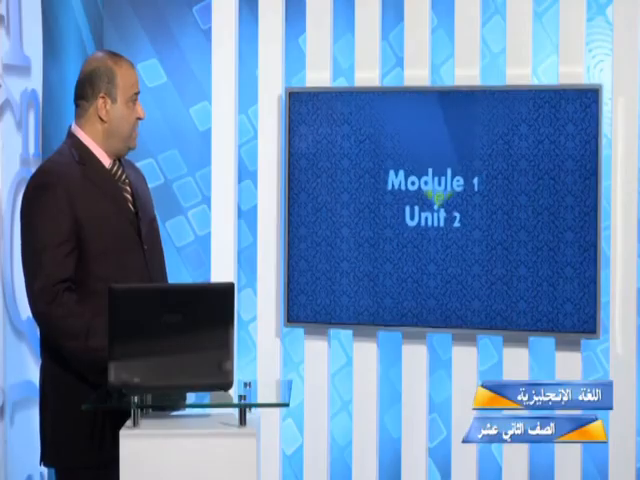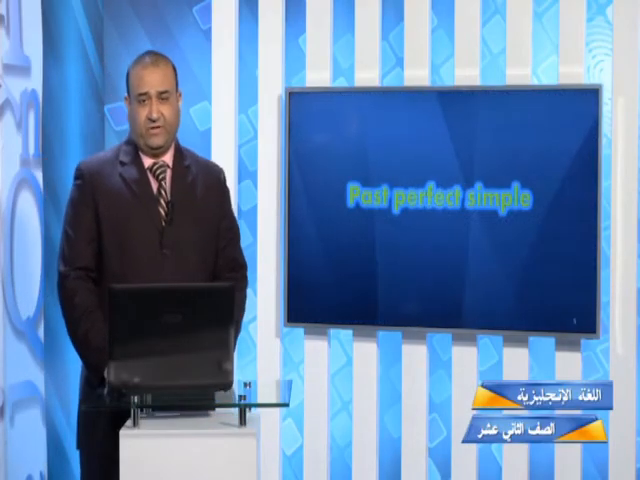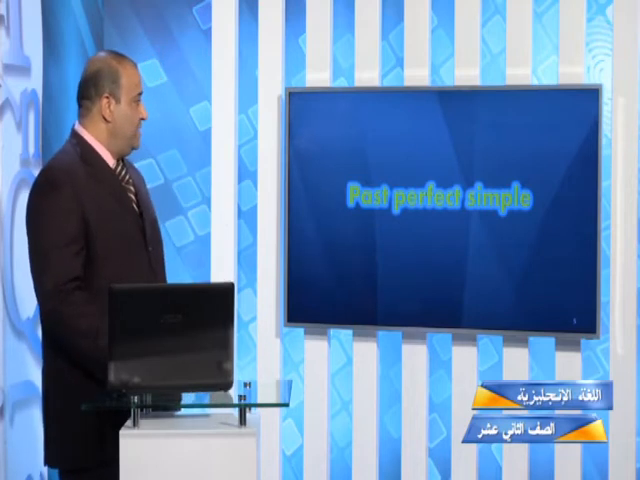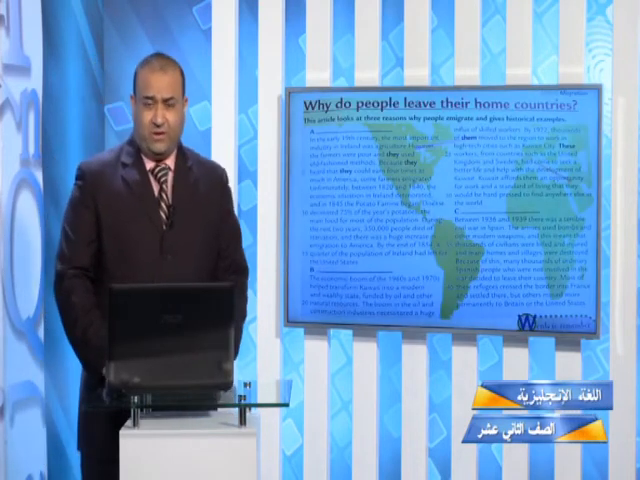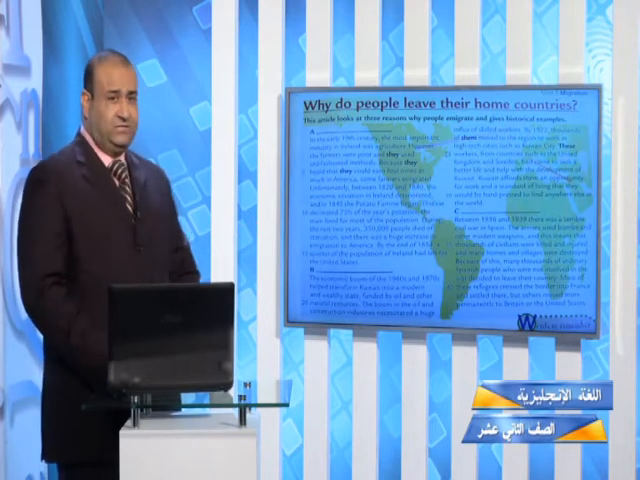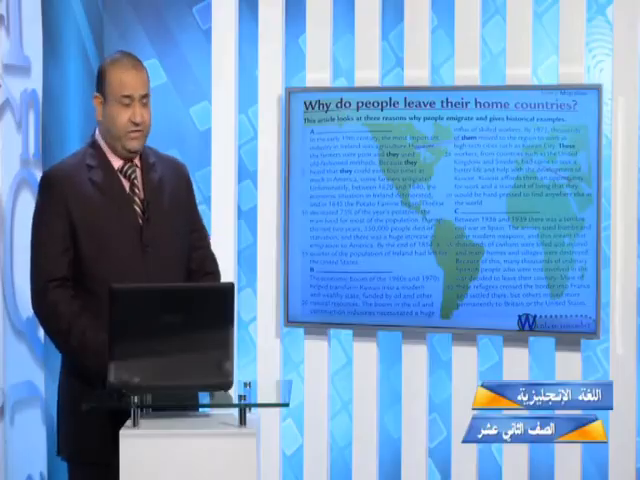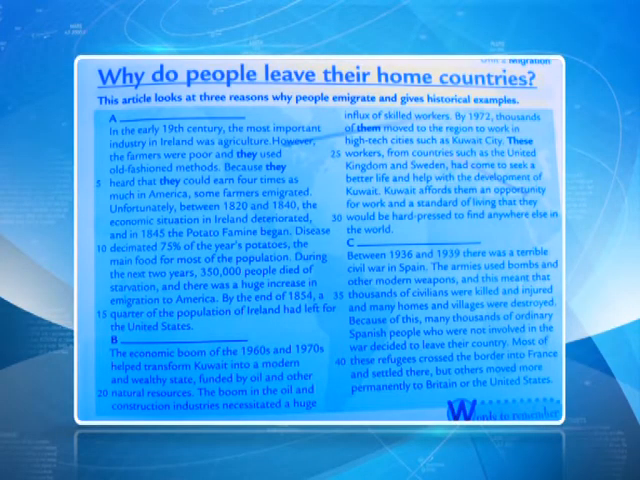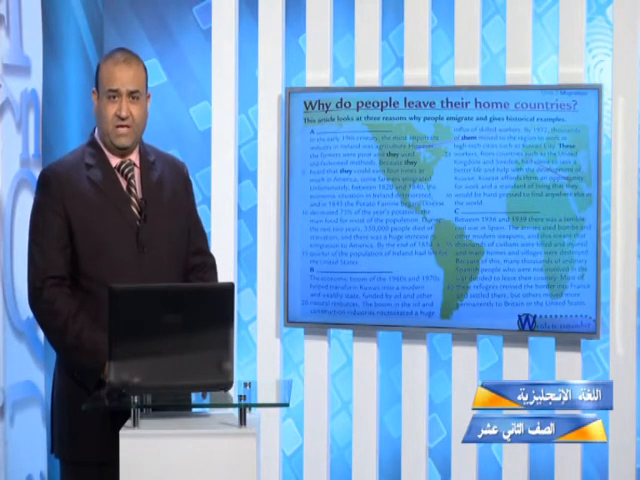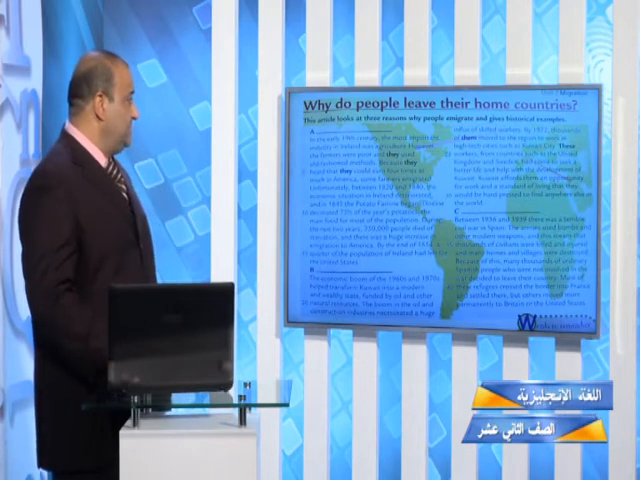Let's move to our core today, which is Module 1, Unit 2. The grammar that you are going to deal with now is past perfect simple. Okay? I always like to start my grammar points by referring to context. This text is familiar to you. It's on page 19, in which the writer tried to narrate some events using 2 kinds of tenses, which are the simple past and the past perfect. Let's start with the simple past.